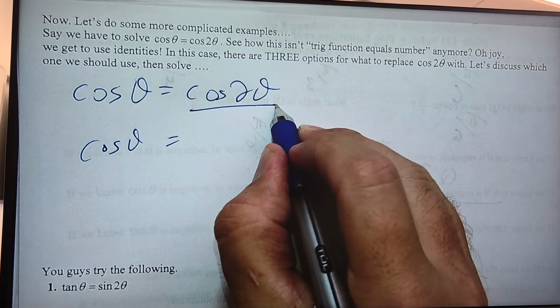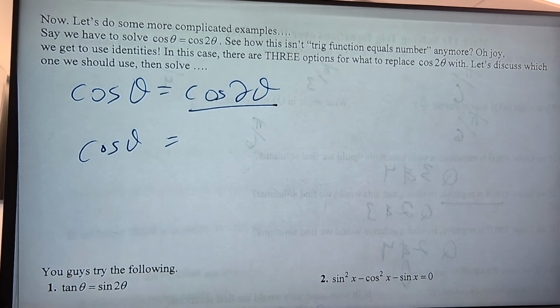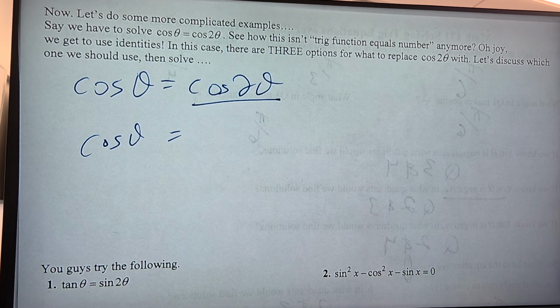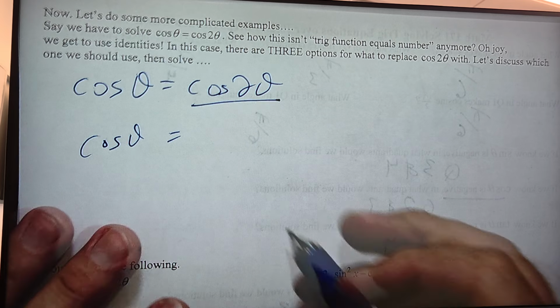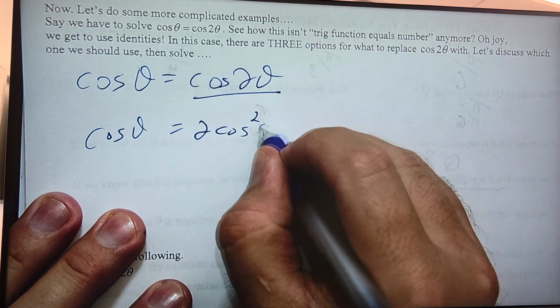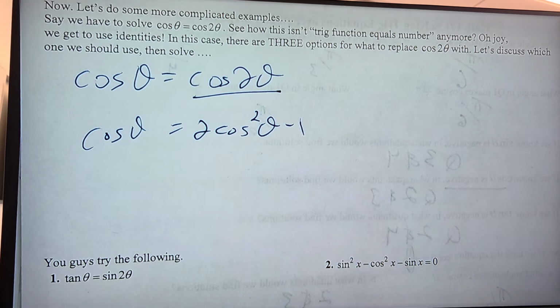How can I rewrite this so it only has cosine, but it's talking about theta, not 2 theta? 2 cosine squared theta minus 1. Now is everybody talking about the same angle? Yes, and this is not always true, but it's about 90% of the time true. You want the same trig function if you can make that happen, because then they will interact with each other better. Now what we're about to do is very tricky.